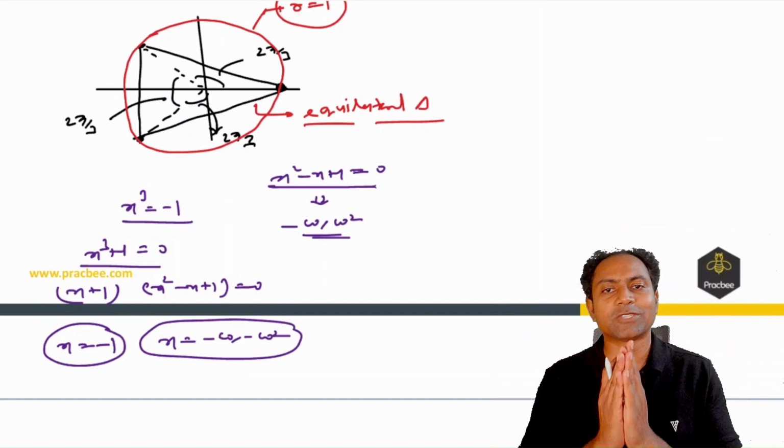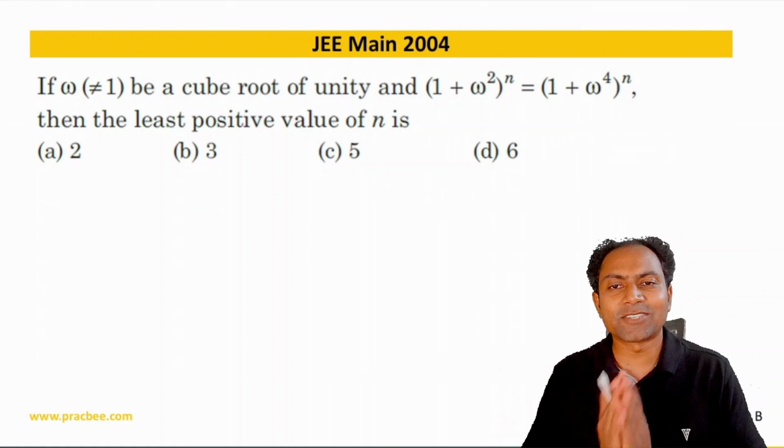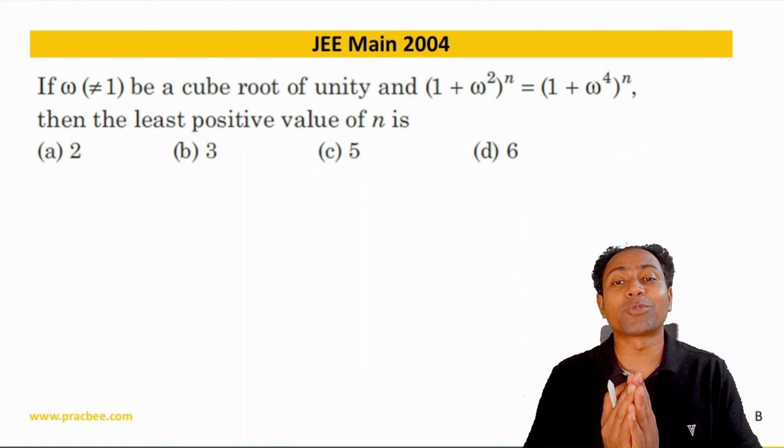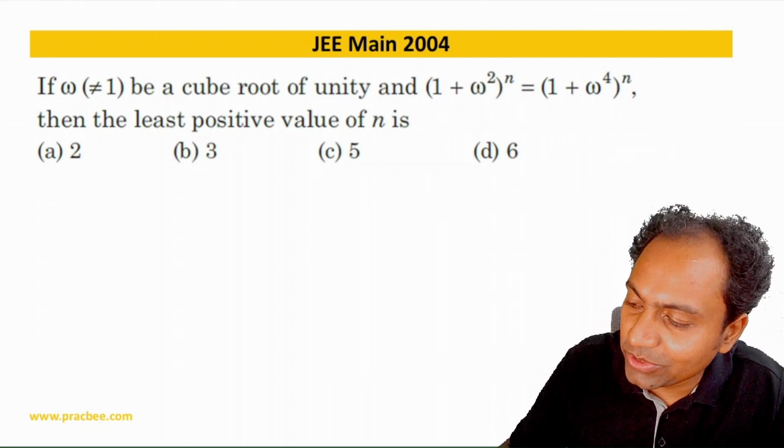Now once we have looked into these basic results, let us see what kind of questions JEE has asked on this idea. Now let us look into this first question that came in 2004. And in this question, what you can see is that all we have to use is two properties.